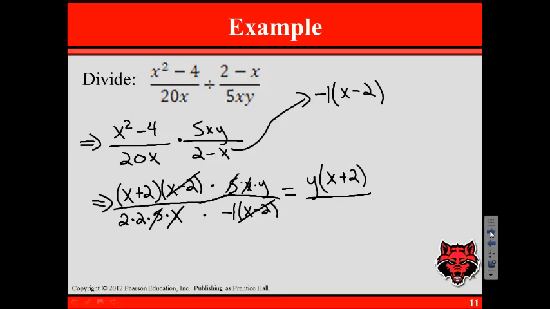In the denominator, we have 2 times negative 1 times 2, which is negative 4. I don't like to write my negative sign in the denominator, though it's perfectly fine. So I would write it either with the numerator or just in front of the fraction.